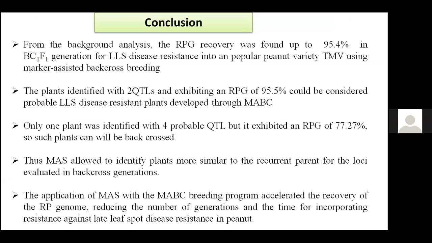Coming to the conclusion of my study, we identified 2 plants with recurrent parent genome recovery of 95.5%. These plants can be used as resistant plants for the development of varieties through marker-assisted background selection. And only 1 plant we found with 4 probable QTLs, exhibiting 77% genome recovery. This plant can be backcrossed so that we can recover the recurrent parent genome. Marker-assisted selection not only accelerates the recovery of the recurrent parent genome, but it also reduces the number of generations and time for incorporating resistance against late leaf spot disease in peanut.